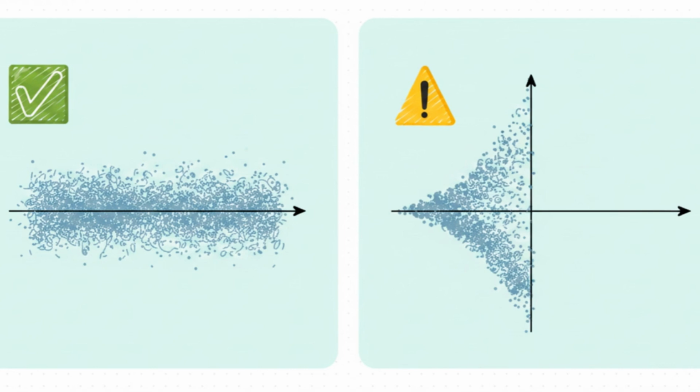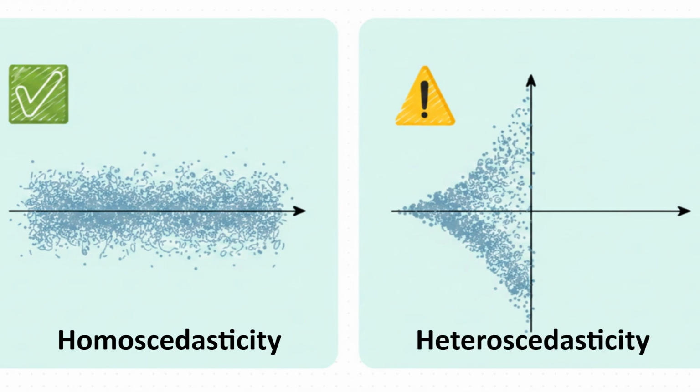On the left, we have got the good stuff, homoscedasticity. See how those dots, the errors, are just scattered all over the place, totally random, in a nice consistent band. That is what you want to see. It means your model is reliable. Now look on the right. That is our problem. See how the spread of the errors gets wider and wider. It makes this classic cone or funnel shape. If you see that, you have found the problem.